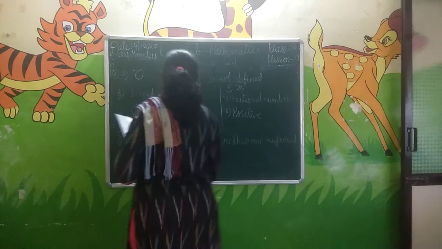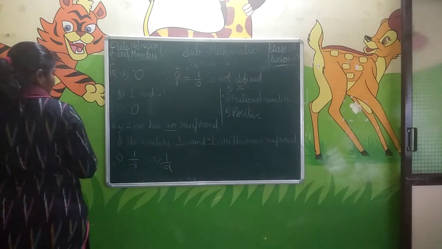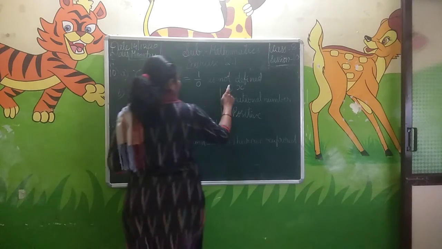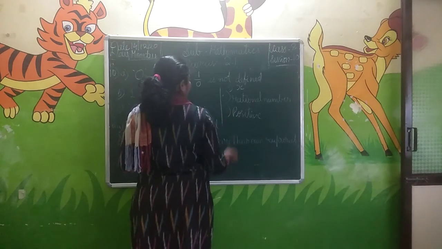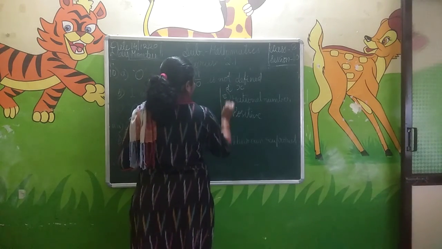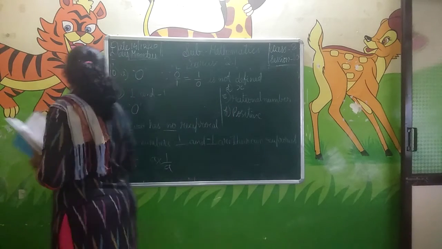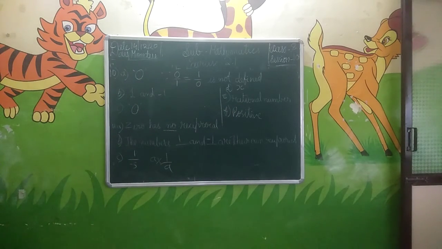Okay, got it, students? This completes your exercise, parts A to F. This completes your exercise 2.1. The next exercise I will start in the next session. If you have any doubt regarding this, you can text me, students. Thank you.